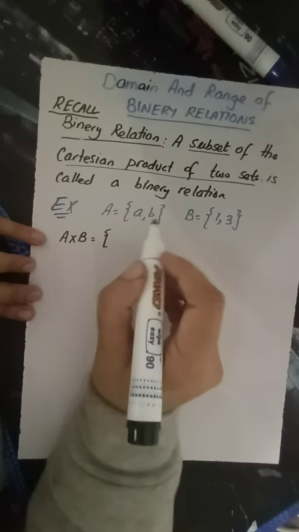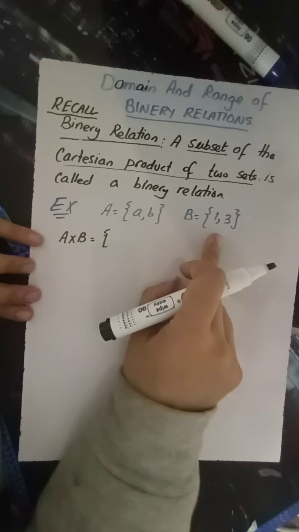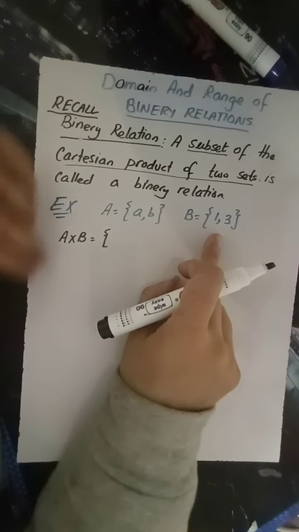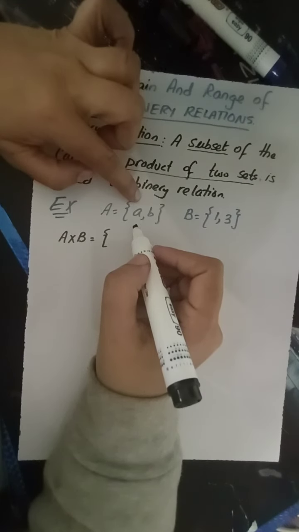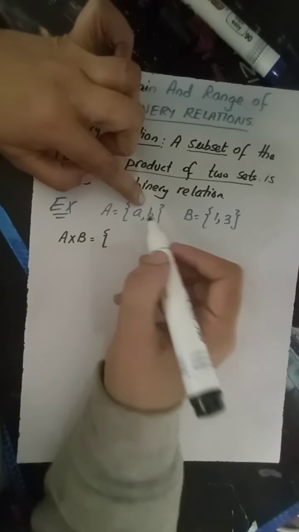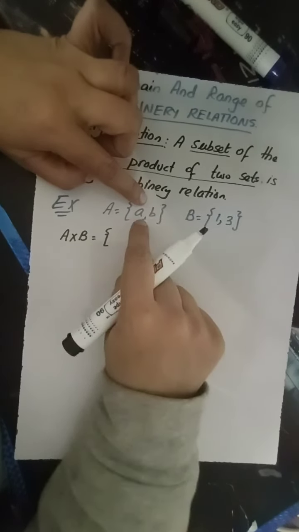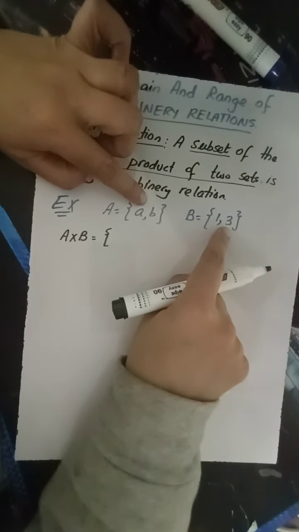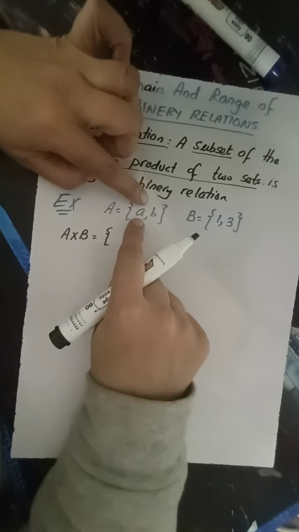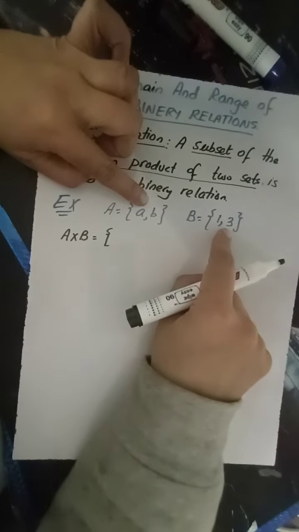In order to find all the possible ordered pairs whose first element belongs to A and second element belongs to B, what I am going to do is pick the elements of the set A one by one, and write ordered pairs with all the elements of the set B. I will make A the first element of the ordered pair, and the elements of the set B will be taken as the second element of those ordered pairs.